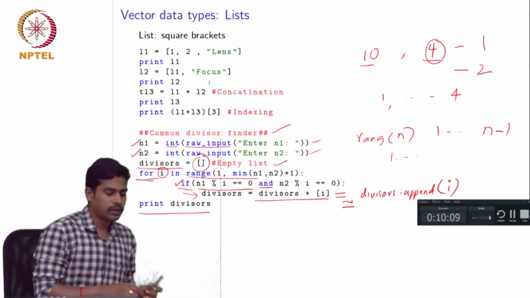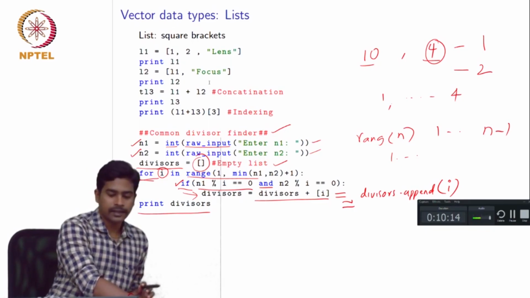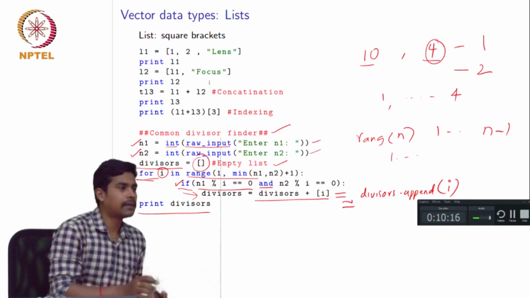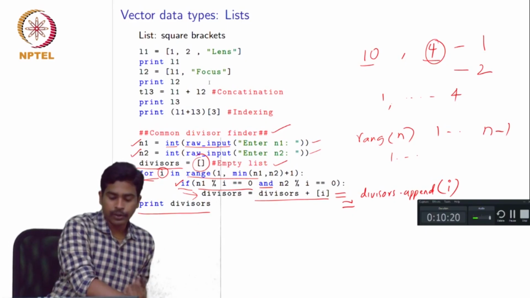Okay, so now we have seen what are lists and how to access different numbers from a list and how to add numbers to a list, and we have seen a simple example program that uses the list command.